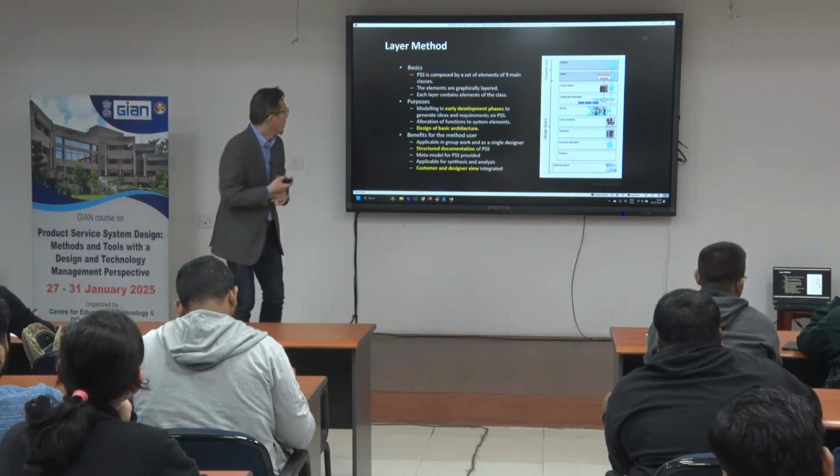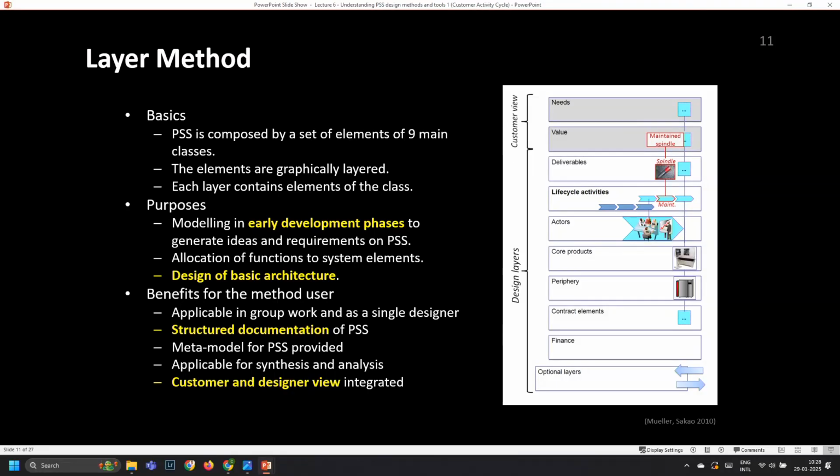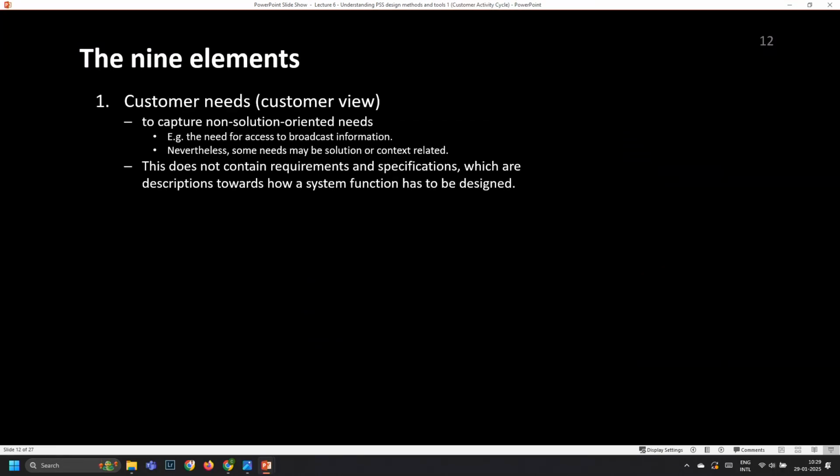The benefits are, for example, this kind of framework is good for systematic documentation, sharing the information between the project members and also among the different development generations. And another beneficial feature of this method is that the customer view and also provider view are combined in one. So I will go through one by one.